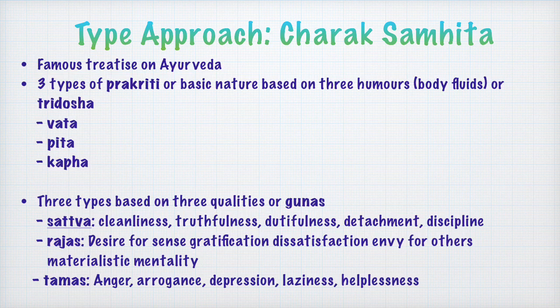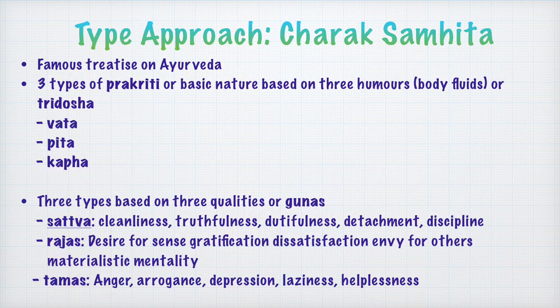Another typology, or another classification, that Charak Samhita gives about personality is in the form of three qualities or gunas. These gunas are Sattva, Rajas and Tamas. Sattva is a guna or quality which is characterized by behavioral characteristics such as cleanliness, truthfulness, dutifulness, detachment and discipline. Rajas is characterized by desire for sense gratification, dissatisfaction, envy for others, and a materialistic mentality. Tamas, the third guna, is characterized by anger, arrogance, depression, laziness, and helplessness.